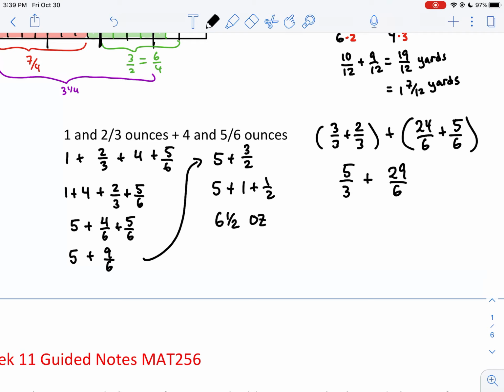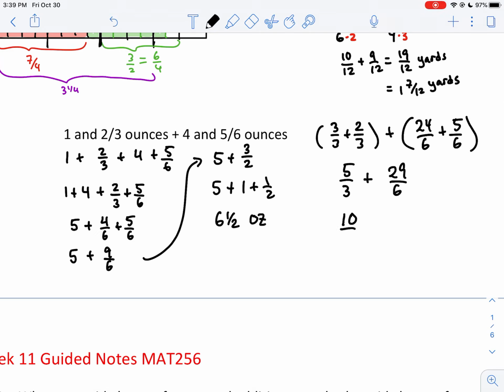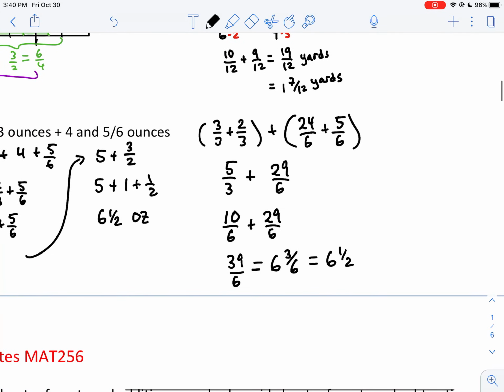But now to add these together, they don't have the same referent. They both refer to ounces, but this is 5 one-third ounces, and this is 29 one-sixth ounces. So the one-third of an ounce and the one-sixth of an ounce aren't the same size. So to make these the same size, get a common denominator of 6, multiply the top and bottom by 2 of the first fraction, getting 10 sixths, right, plus 29 sixths, and that gives us a total of 39 sixths. And when you do every group of 6, right, 6 sixths makes a whole, and so 6 goes into 39 6 times, so you have 6 wholes, and then 3 are left over, so 6 and 3 sixths, and that's the same thing as 6 and 1 half. So we wind up getting the same answer. Let me put a unit on here, ounces.